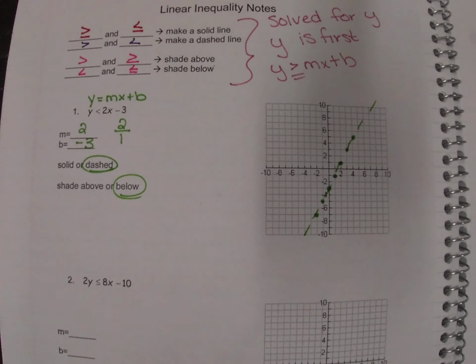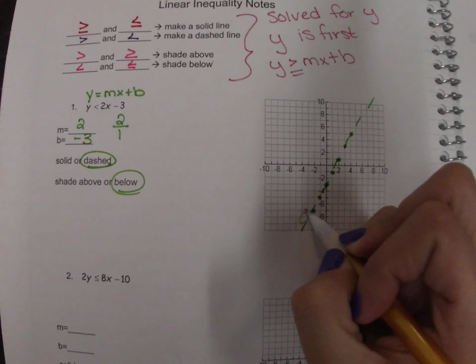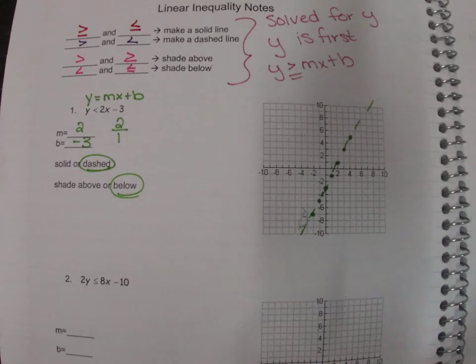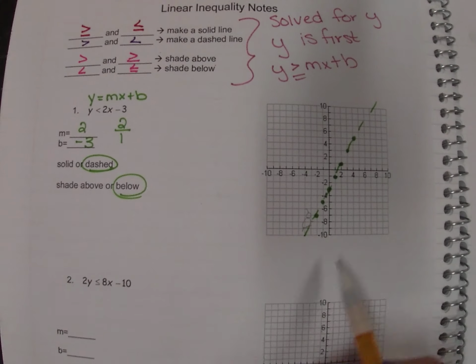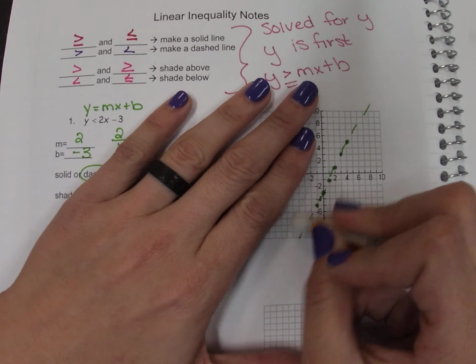Okay, and then we are going to shade below. Now, some of my students are better at seeing below than others. So if it's easy for you to see that below is on this side, great. If not, I always tell my students to imagine a bug walking uphill, right? So if we have a bug and it's walking uphill, what would be the ground? The dirt, right? That would be the stuff underneath it.